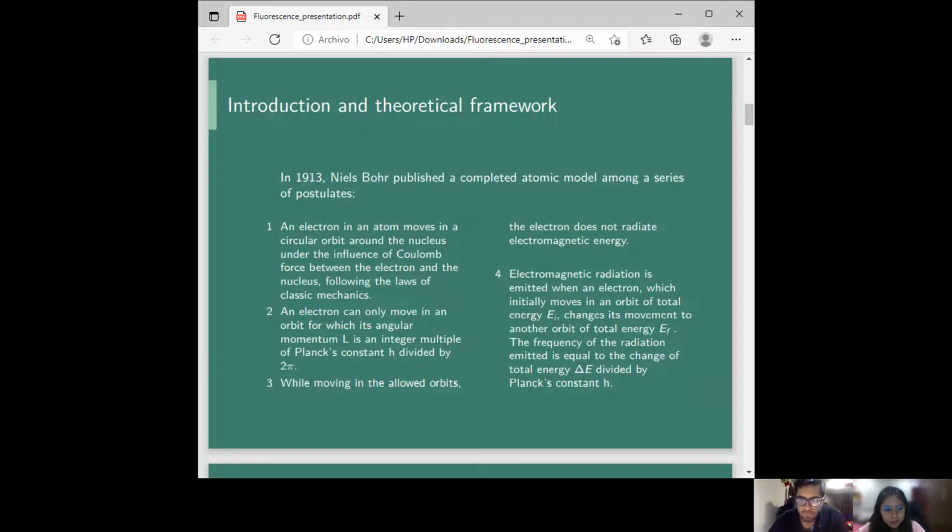The third one says that even though the electron is in constant acceleration when it's moving in the allowed orbits, it does not radiate electromagnetic energy. But the fourth postulate says that electromagnetic radiation is emitted when an electron that initially moves in an orbit with certain energy changes to another orbit of another total energy, and the frequency of this radiation will be equal to the change of total energy divided by Planck's constant.